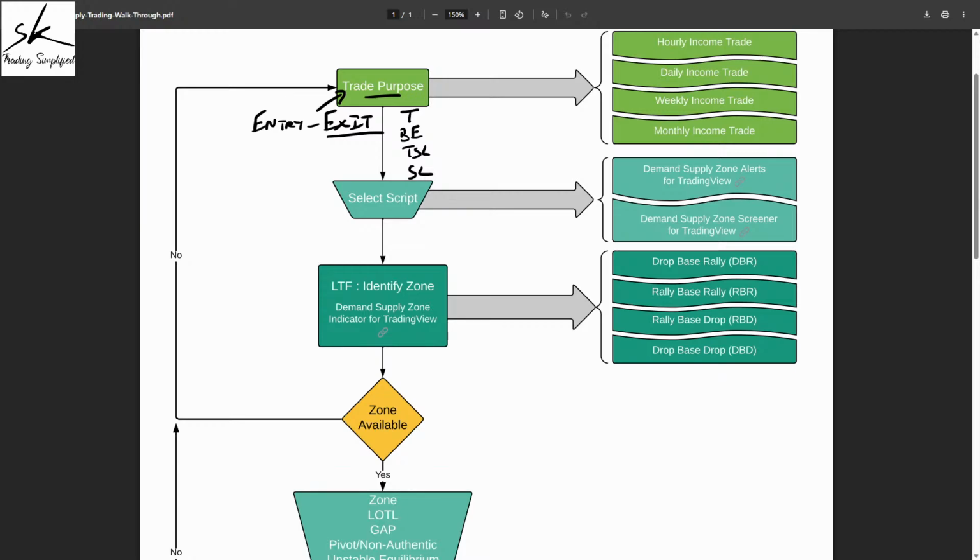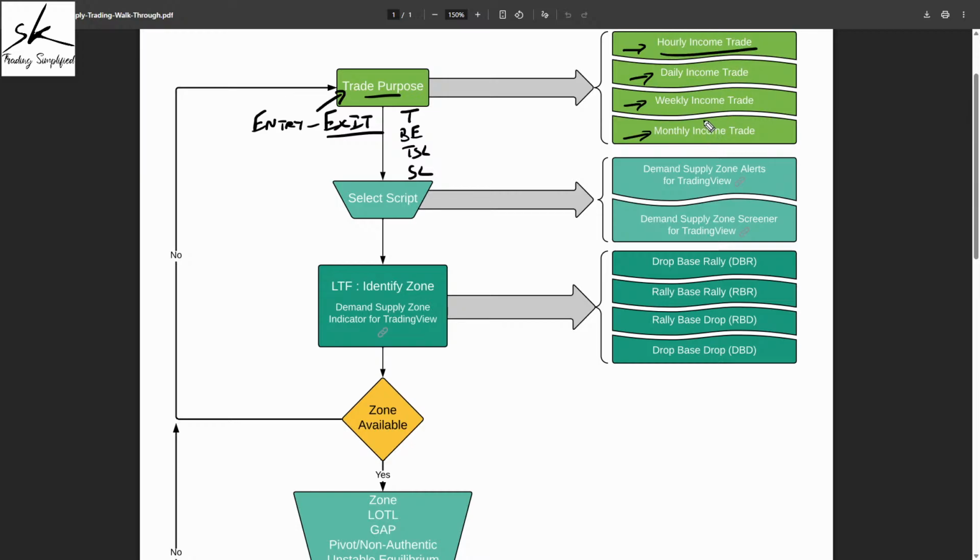To overcome this challenge, we do not start by randomly selecting any time frame. We go with a very logical approach: the longer I want to be in a trade, the bigger the time frame I should be using for my analysis. Similarly, the smaller I want the duration of the trade, the smaller the time frame I should be using. So I have divided these trades into 4 different purposes, which we call hourly income, daily income, weekly income, and monthly income.